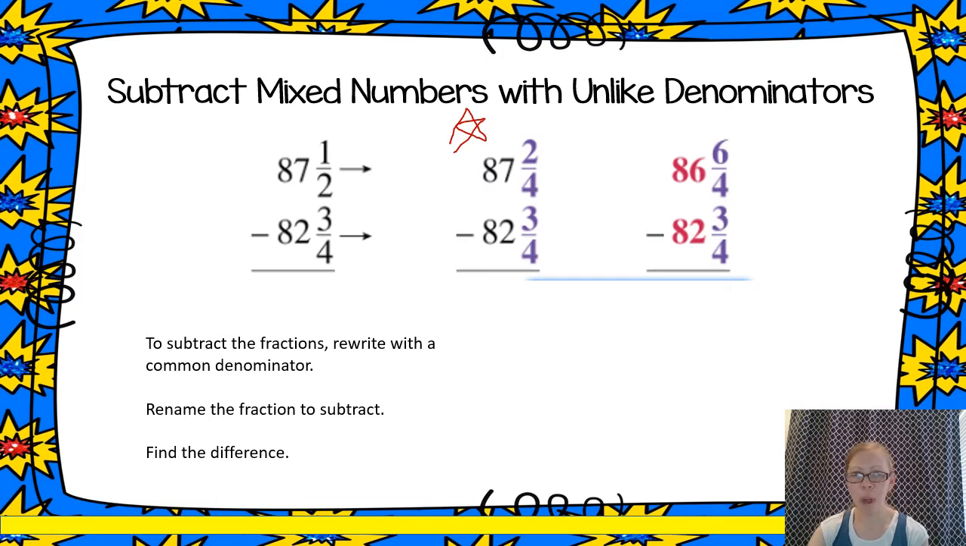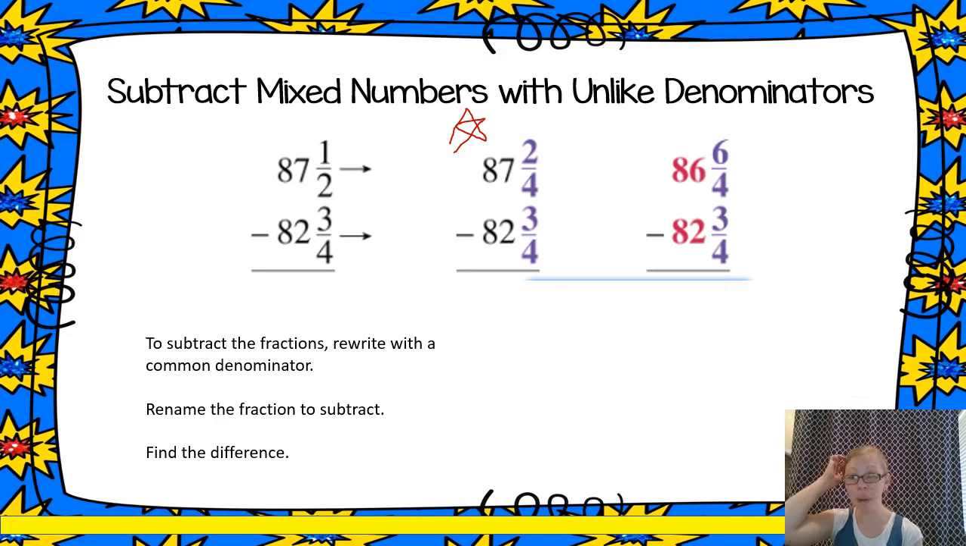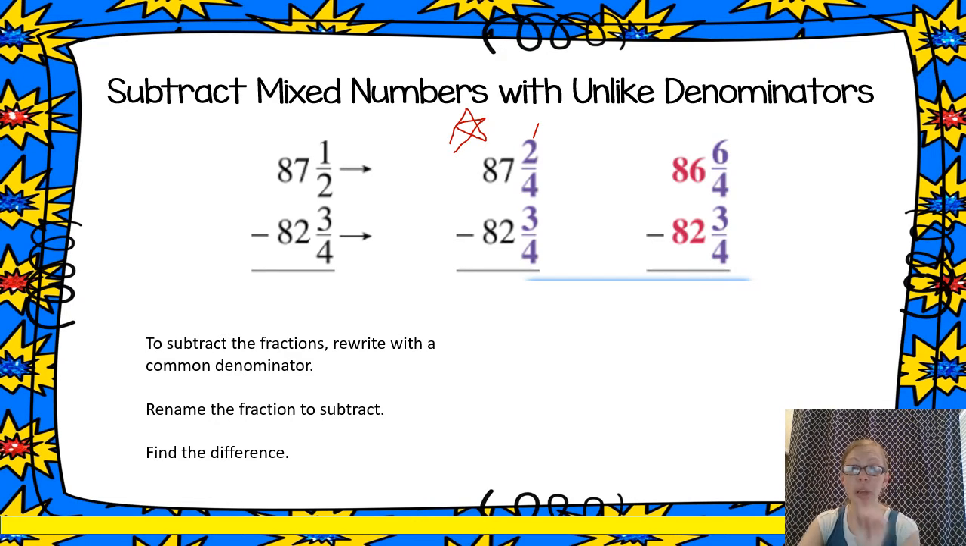But I run into one more problem when my 2 up on top is less than the 3 down below. I can't subtract. So instead, what I'm going to do is rewrite this top fraction. I like to borrow from a neighbor or do a little regrouping here. I'm going to change this 87 to 86. And I'm going to take one whole from that 87 and rewrite it as a fraction.